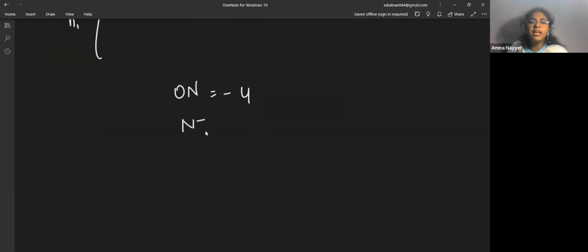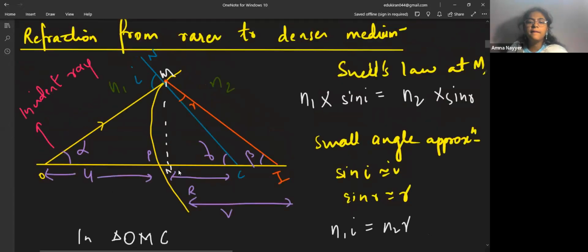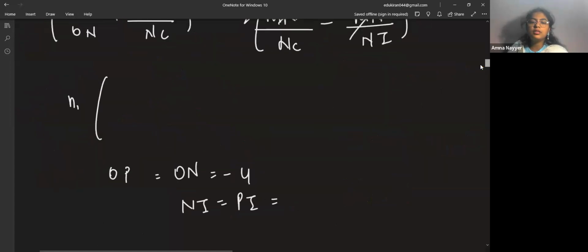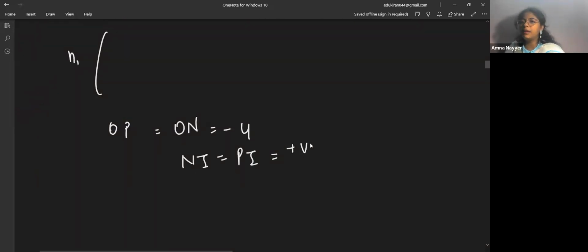What else do we have? We have NI. NI is equal to PI, which is the image distance. Can you see? NI is almost equal to PI, the image distance, so this is plus V. Why plus V? Because the image is formed behind the surface. And lastly, NC you can write as PC, which is equal to the radius of curvature.